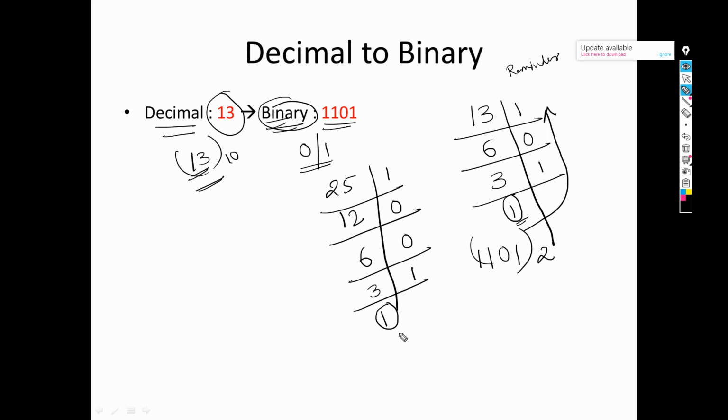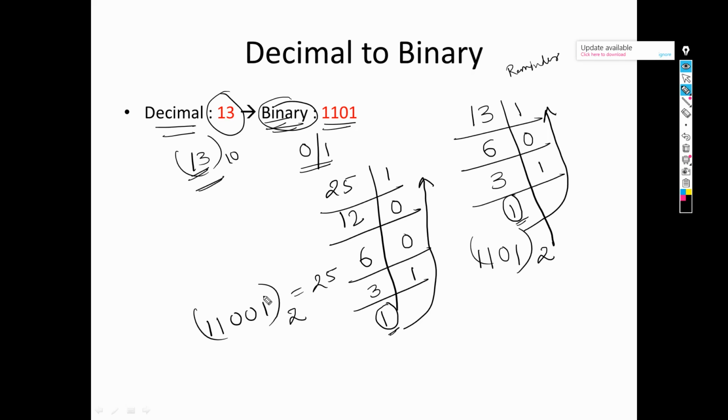Now what is my binary number? How to get that binary number? Starting from this digit, we move upside. So that will be 1 1 0 0 1. So this is the binary equivalent of 25. So that is the very simple way to convert decimal into binary.